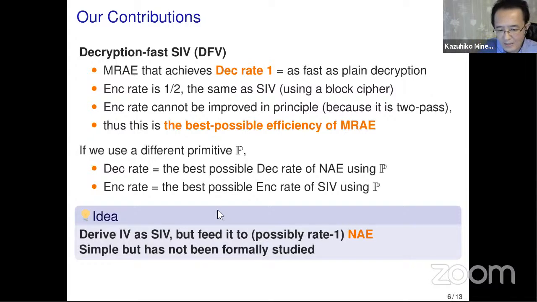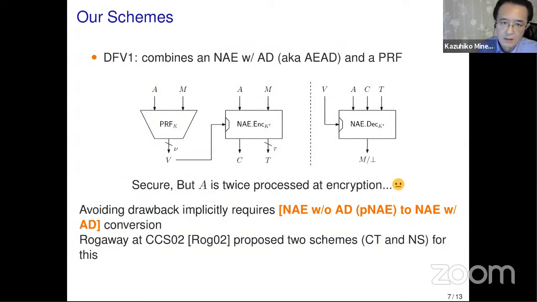We derive the IV as in SIV in the same manner, but we apply it to a possibly rate-1 nonce-based encryption rather than the IV-based encryption. This simple idea has not been formally studied. The most generic scheme, which we call DFV1, is here. It combines the nonce-based AE here and the PRF here. The output of the encryption is a tuple of the IV, A, C and T here. So the decryption is nothing but the decryption of the underlying nonce-based encryption.